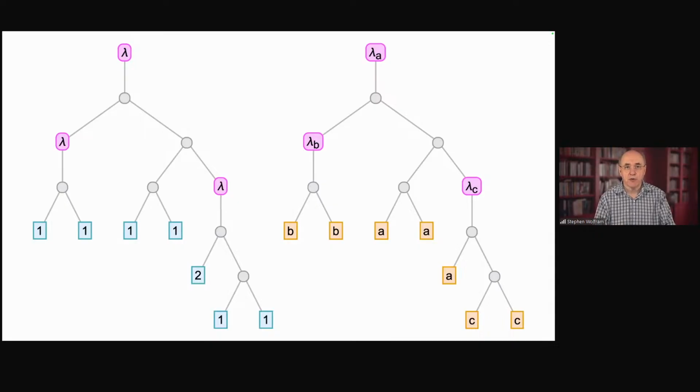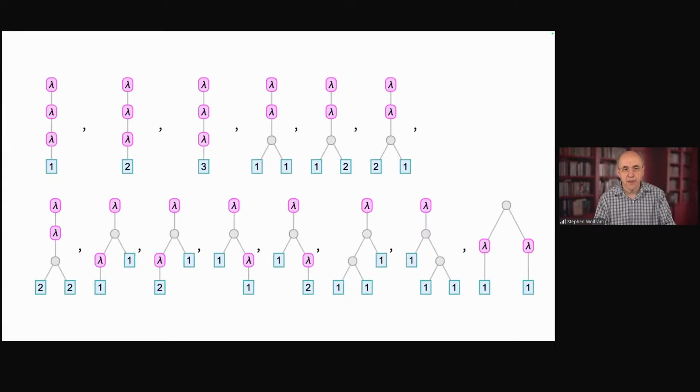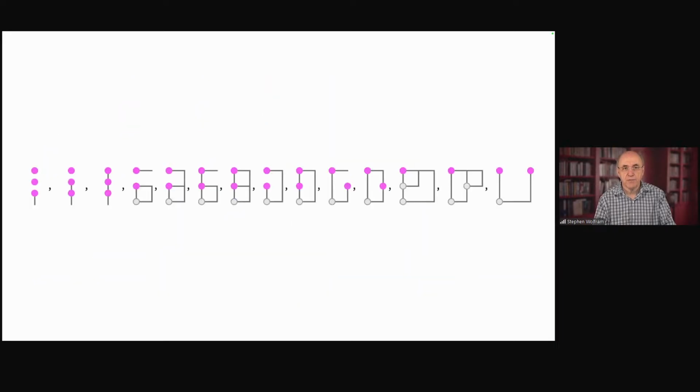Well, we could consider alternative measures of size in which, for example, we assign different weights to abstractions, lambdas, and to applications, or to De Bruijn index leaves with different values. But using leaf count as our measure, there are then, for example, 14 lambdas of size 4. Here they are. And as trees, these lambdas are like this. Or as Tromp diagrams, they're like this.